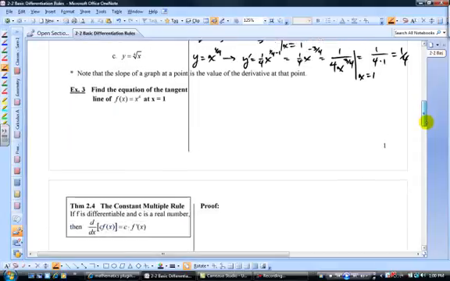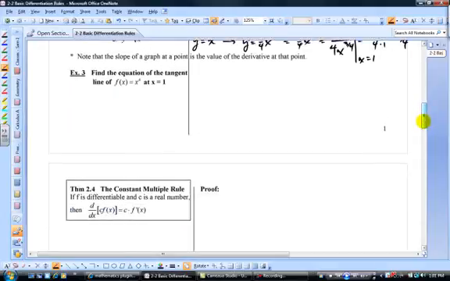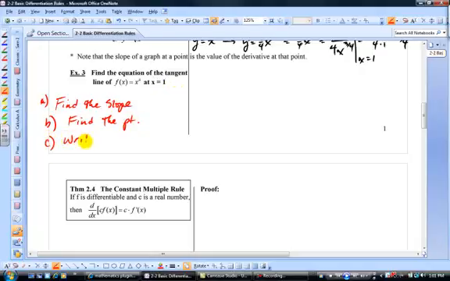Next one, we want to find the equation of the tangent line. In order to do that, you need to find the slope, and you need to find the point. Because here we want the equation of the tangent line at x equals 1. Well, the question is, what's the point at x equals 1? So we have to do a couple things. We have to find the slope, then we have to find the point, and then we have to write the equation. So here we go. Let's find the slope by finding the derivative first.